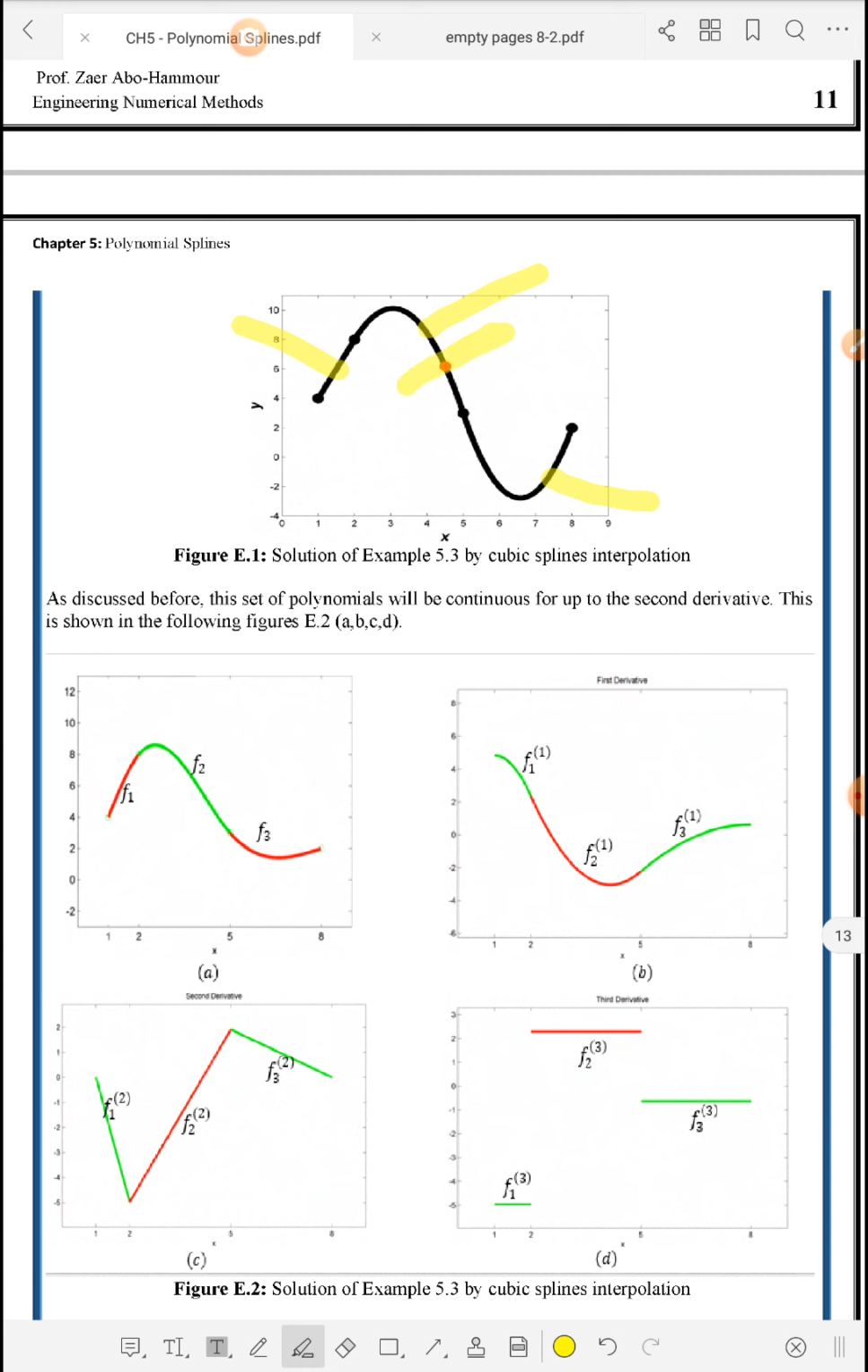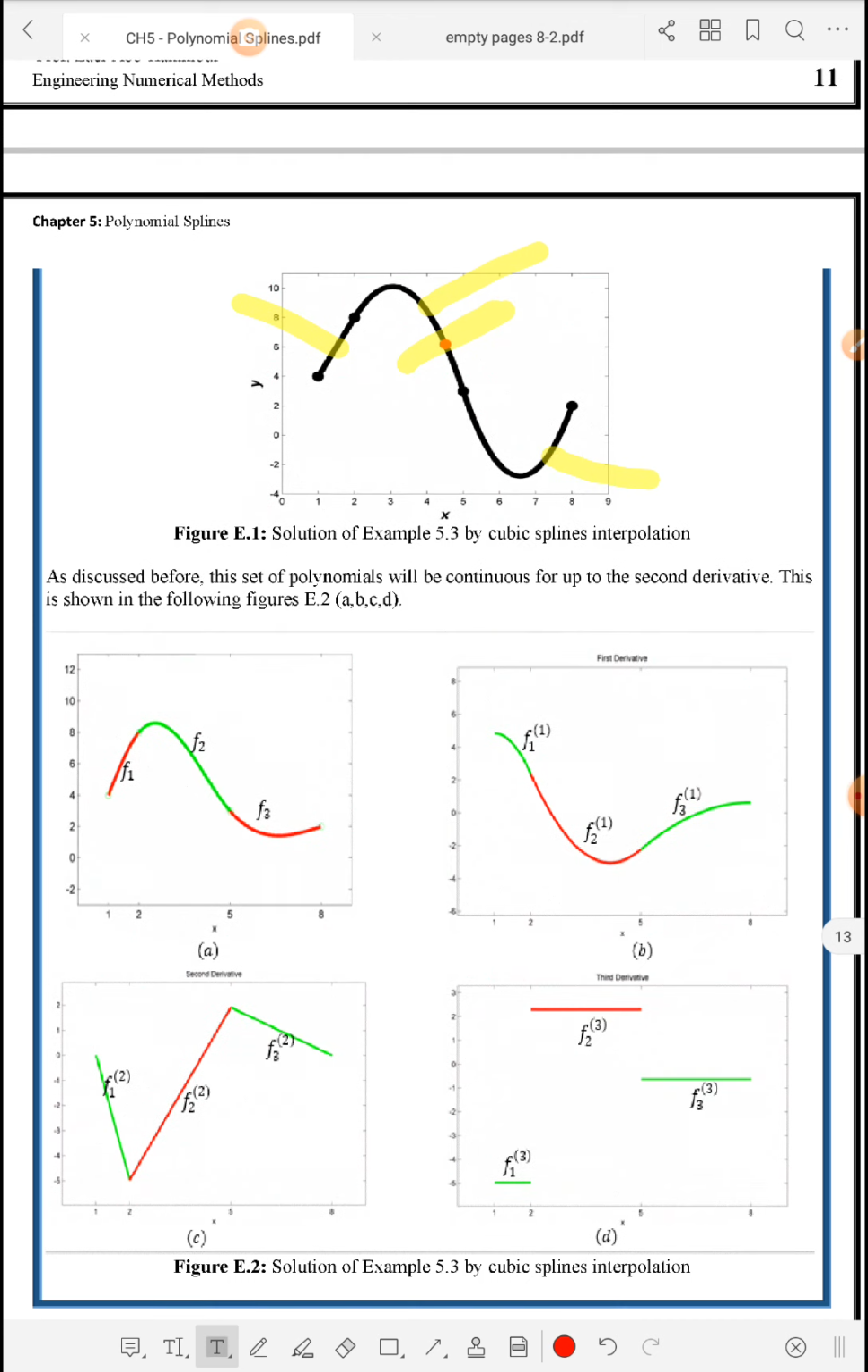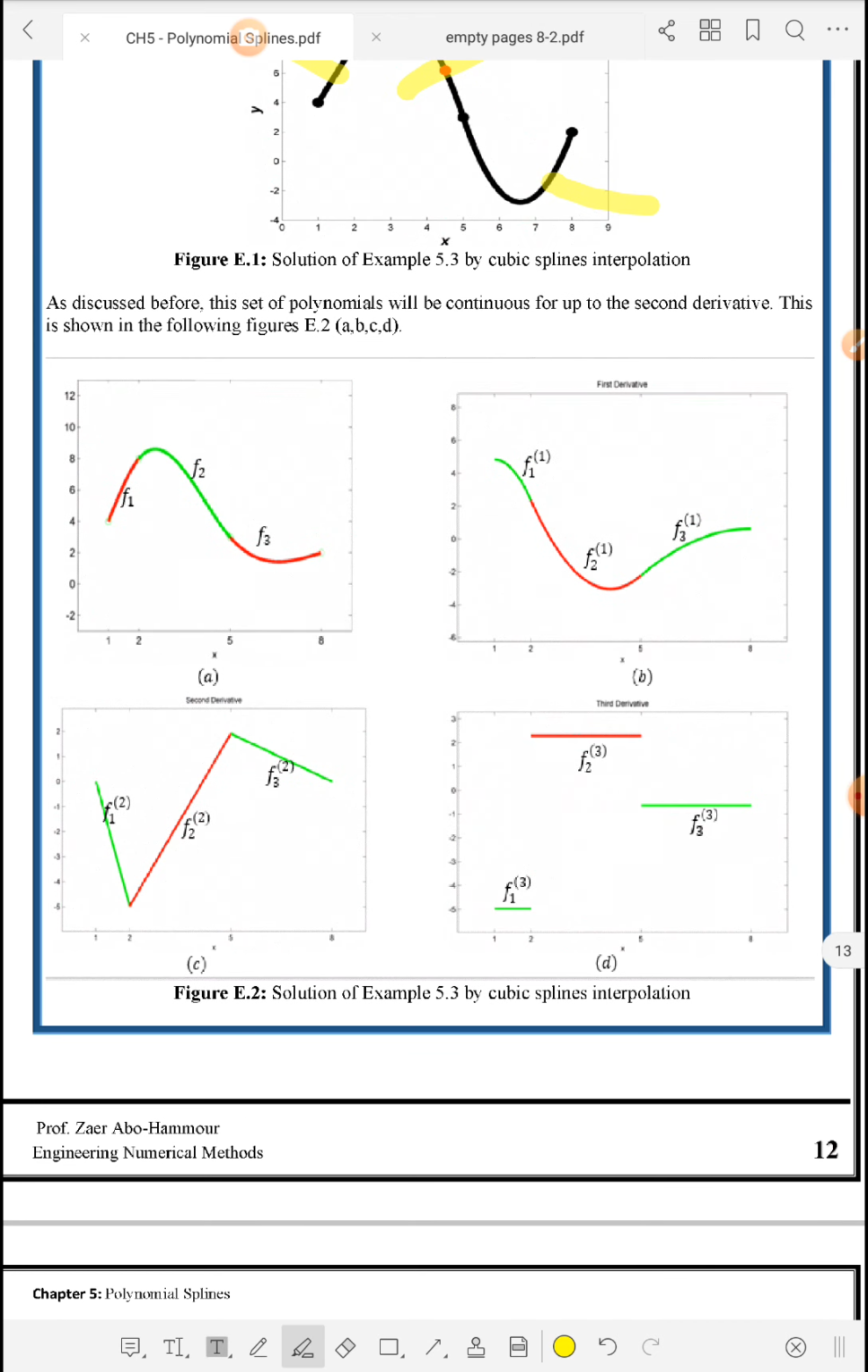And as I mentioned, the point 4.5 lies within the second spline, and this figure is very important because it shows the original splines along with their derivatives. So if we pay attention, this is the first spline, this is the second, and this is the third spline without any derivative.